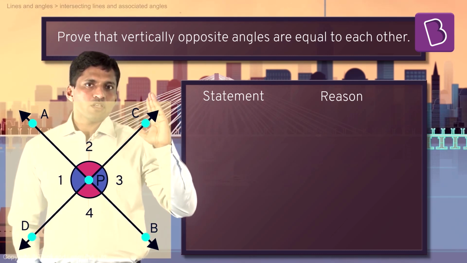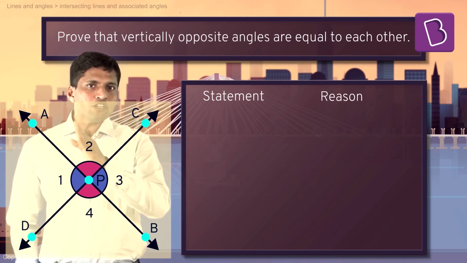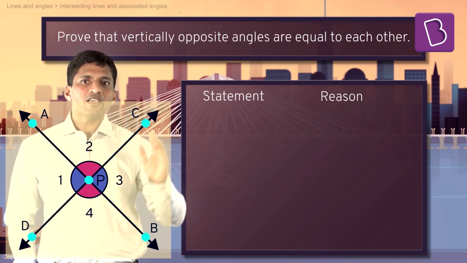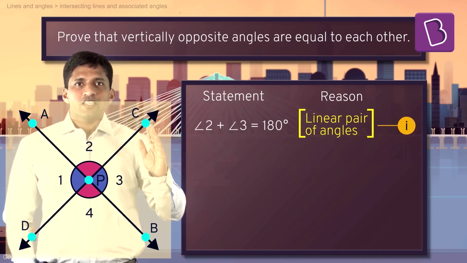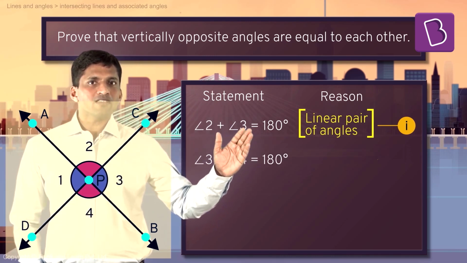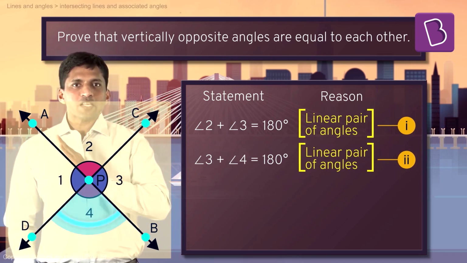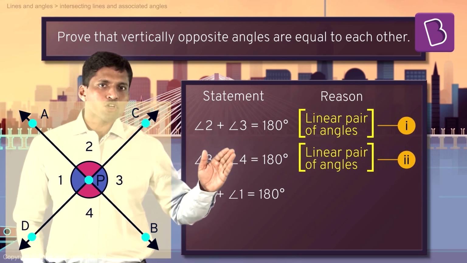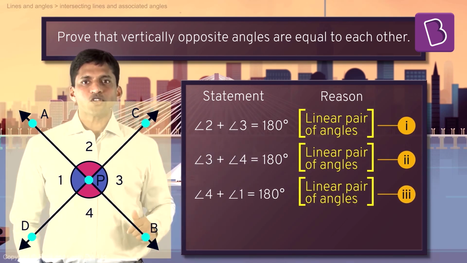So the first point is angle 2 plus angle 3 equal to 180 because they are a linear pair of angles. In the same way, angle 3 plus angle 4 equal to 180, again a linear pair of angles. Angle 4 plus angle 1, that's also equal to 180, a linear pair of angles. So these are the three statements.